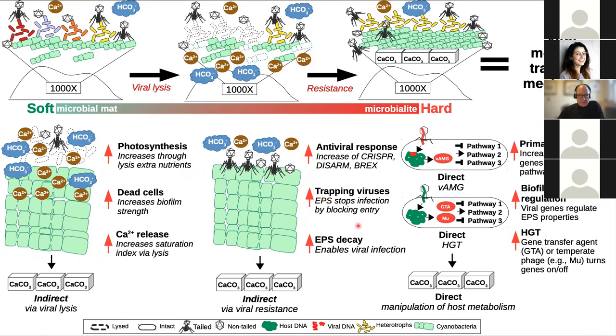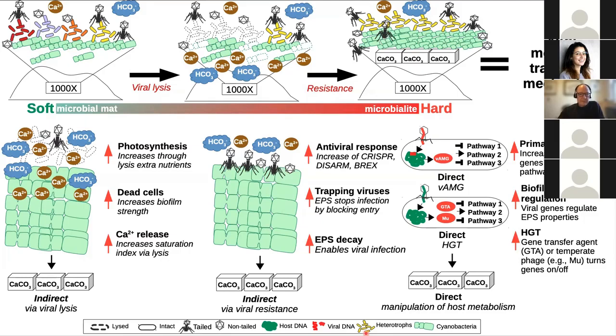EPS is very important because it can trap viruses. But EPS decay, so heterotrophic consumption, can actually enable viral infection because the protective EPS is gone. So it's a difficult story, but there are definitely multiple roles of viruses in the precipitation of calcium carbonate as well.